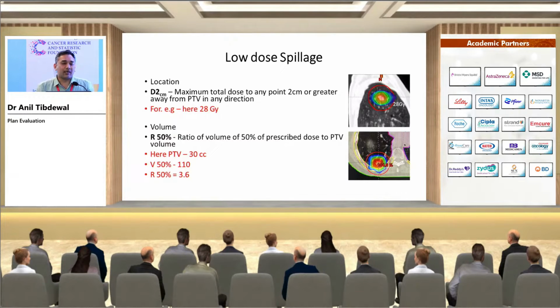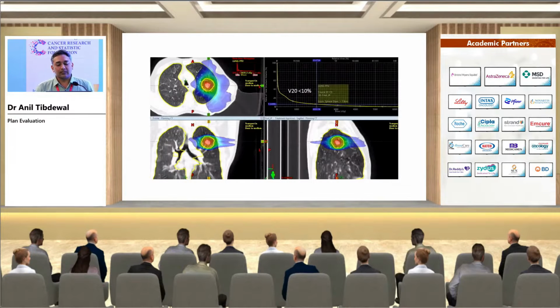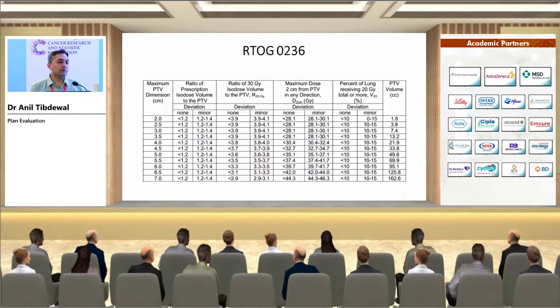So where have these values been written? RTOG 0236 has given these values. Here the V20 is also less than 10%. So this is the table that has been provided by RTOG 0236. Here the ratio of the 50% isodose volume, that is R50, has a minor deviation of 3.9 to 4.1, and the maximum dose at 2 centimeter is approximately 28.1. This has been given both by the maximum PTV dimension, as far as the tumor size is concerned, on the left hand side, as well as by the volume of the PTV.